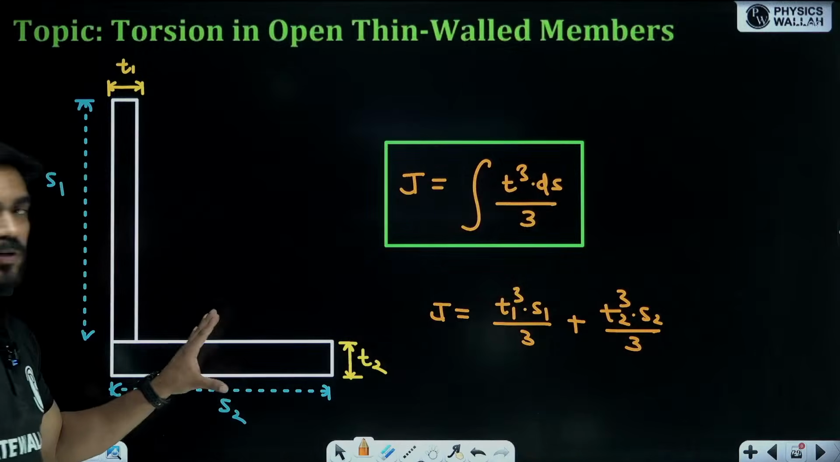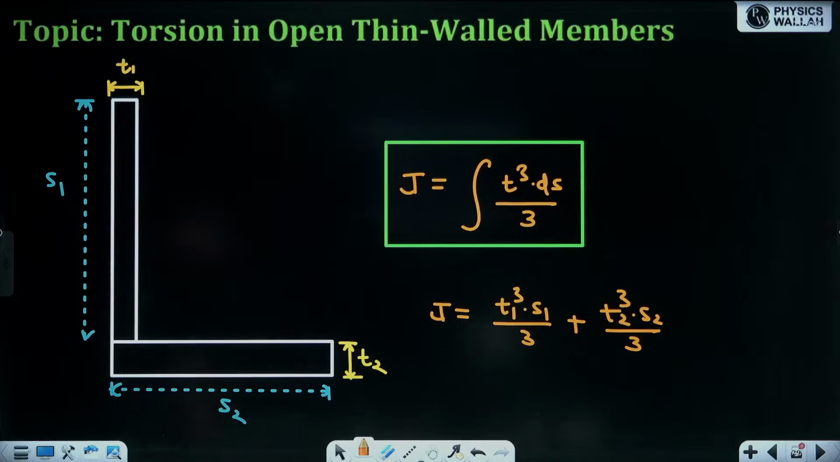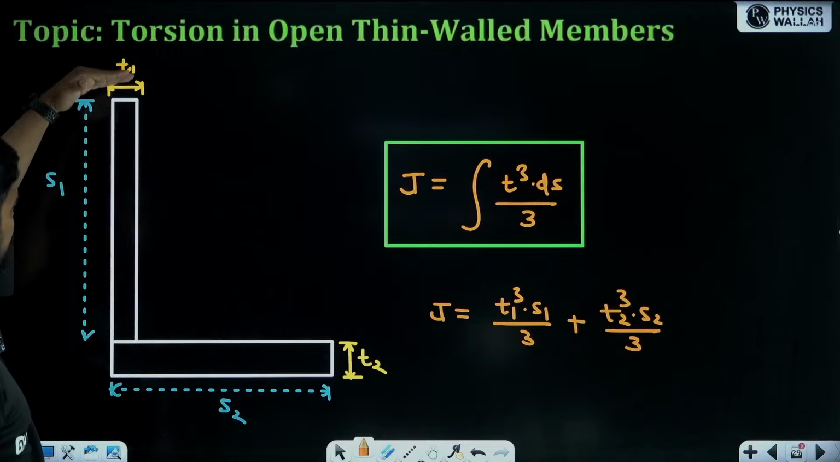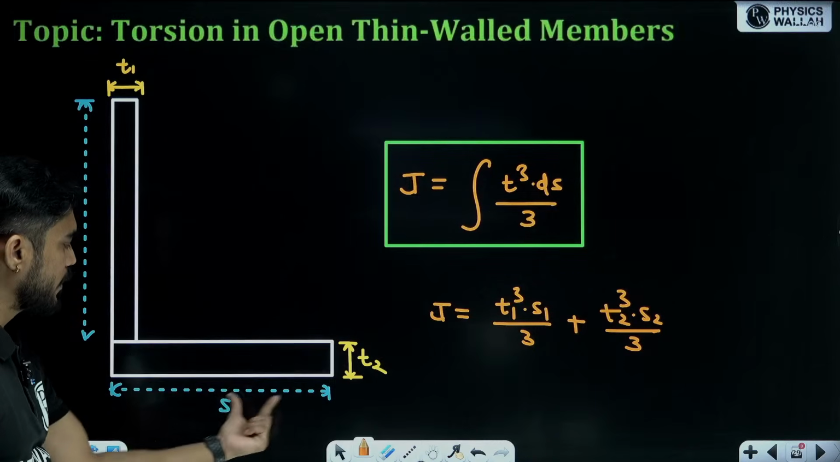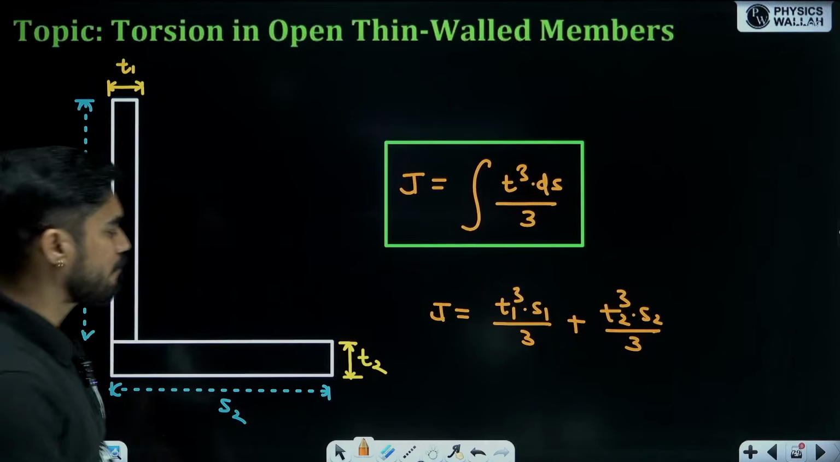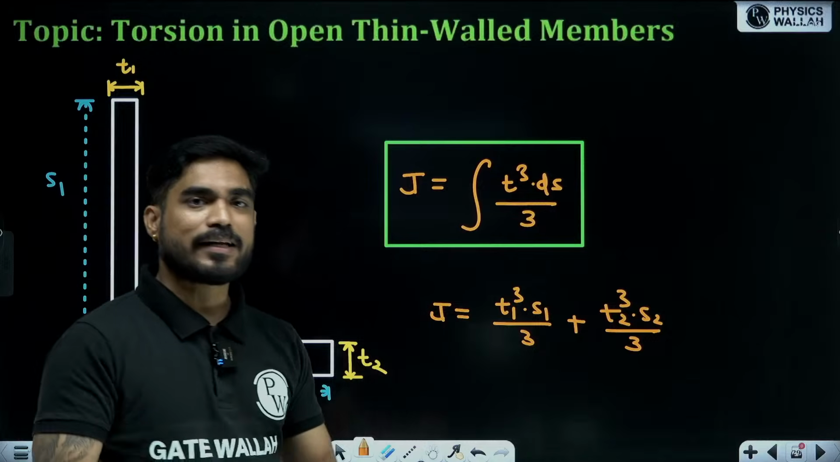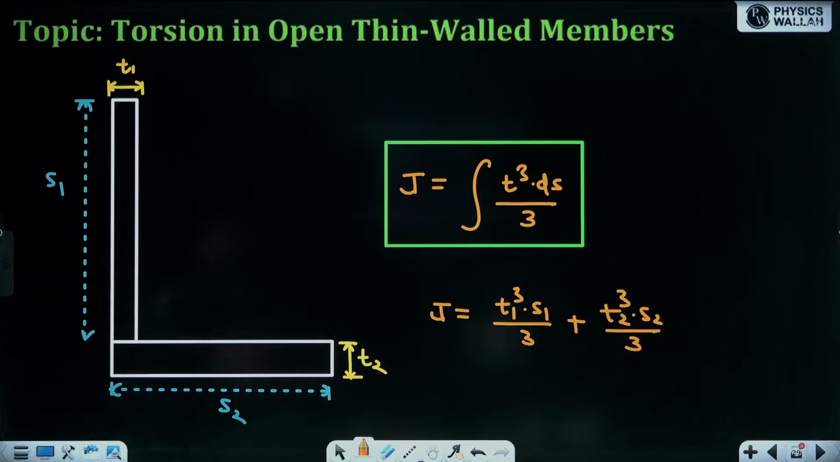For this particular question, the polar moment of inertia J will become T1 cube, this thickness, into S1 by 3, then T2 cube into S2 by 3. Okay, so this is the polar moment of inertia. Once you get this, then you can easily calculate the shear stress tau and the angle of twist theta.